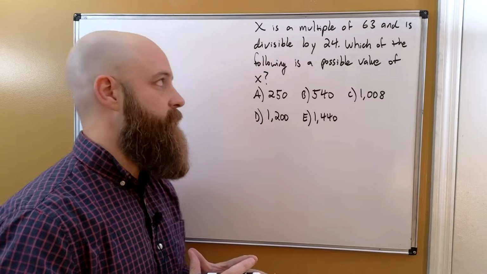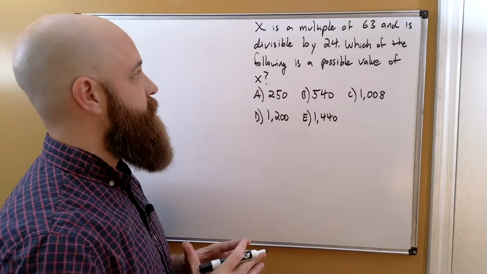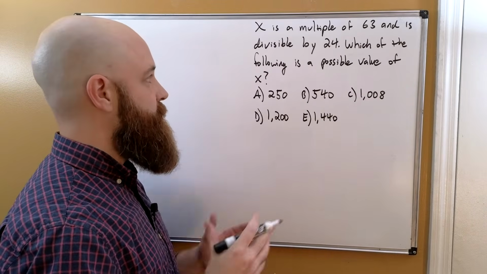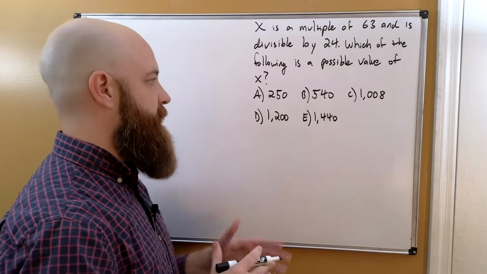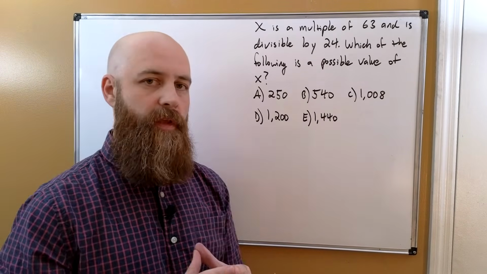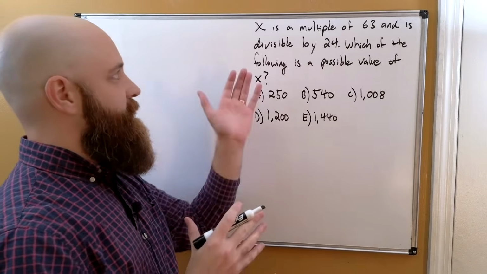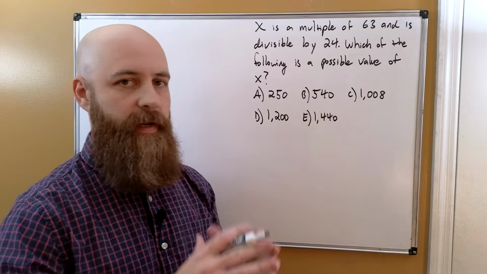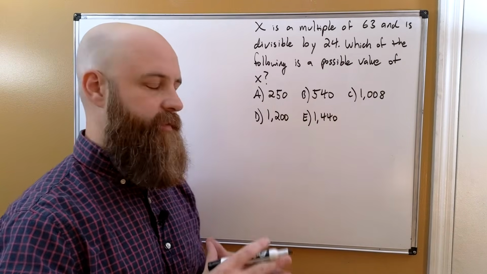All right, let's take a look at this question. X is a multiple of 63 and is divisible by 24. Which of the following is a possible value of X? And I've got some numbers to choose from. So maybe I'll start this one by trying to get some kind of translation of this language up here. Can I turn that into a math expression, something that I can work with?